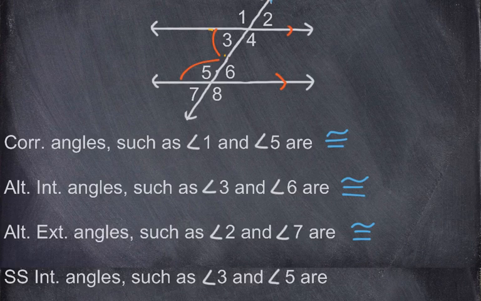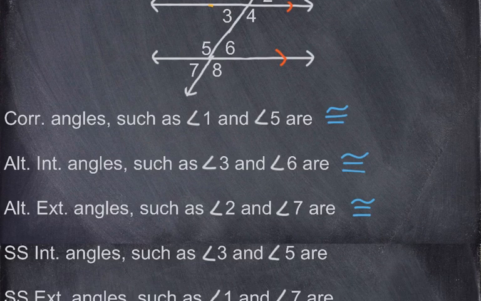Well, let's think about this. We've said that 1 and 5, since they're corresponding, are congruent. But notice that 1 and 3 are supplementary because they're a linear pair. Well, if 1 and 3 are supplementary and 5 is the same thing as 1, then we could say that 3 and 5, the same side interior, are going to be supplementary as well. Okay? So those are going to be supplementary. So they're going to add up to 180 degrees.